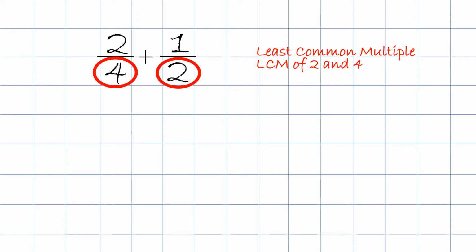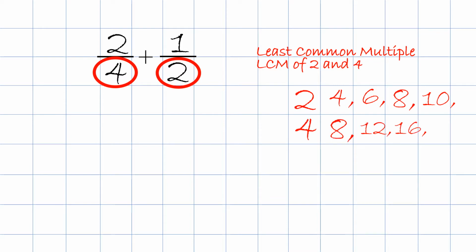So when we list the multiples of 2, we get 2, 4, 6, 8, and 10, and we could go on and on. When we list the multiples of 4, we get 4, 8, 12, 16, and we could go on and on. But the least common multiple of 2 and 4 will be 4. So now we will rewrite the fractions.